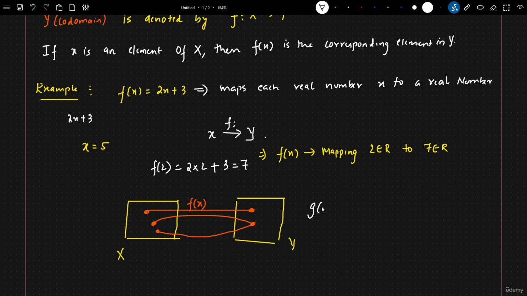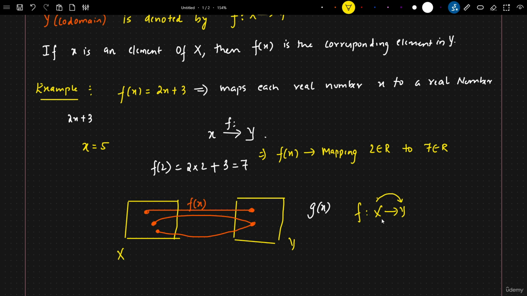In some of the textbooks, it is also written as g of x, okay? But this is what mapping is specifically about, and this is how the notation is basically given: f colon x tends to y. That basically means I'm able to map from x to y. I'm able to create this relationship with the help of f, okay?